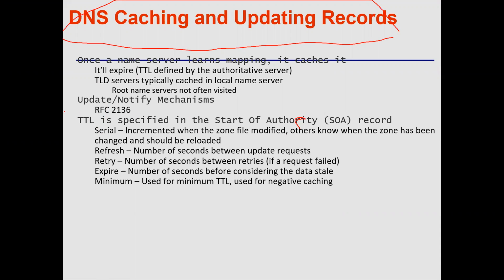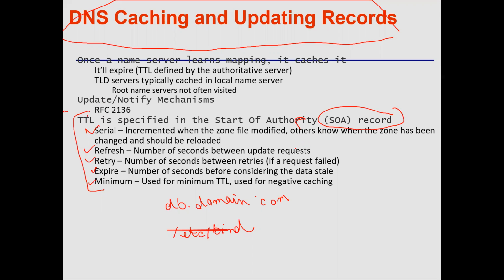When you see the SOA record, which I showed you using db.domain.com, this file in /etc/bind was having the SOA record, the start of authority record. It has a serial number, refresh, retry, expire, and minimum number. So TTL is always specified in the start of authority record, which is called the SOA record in DNS terms.